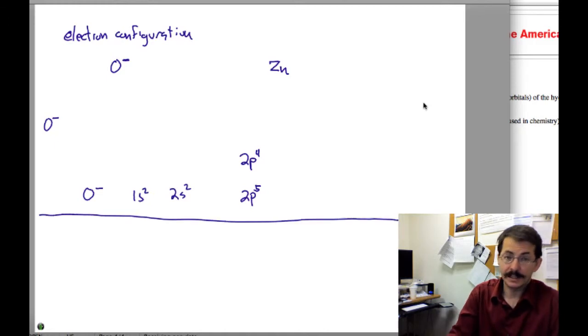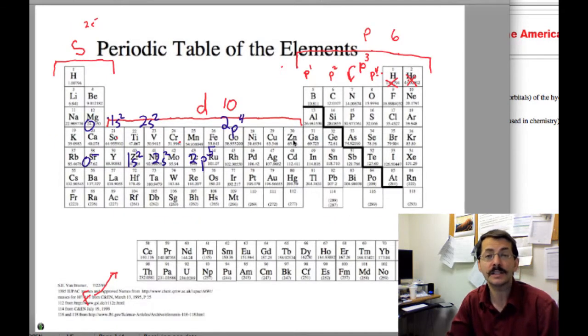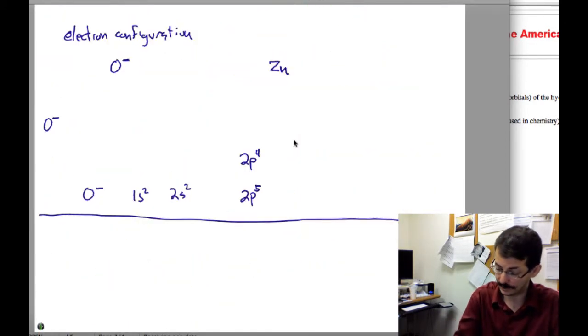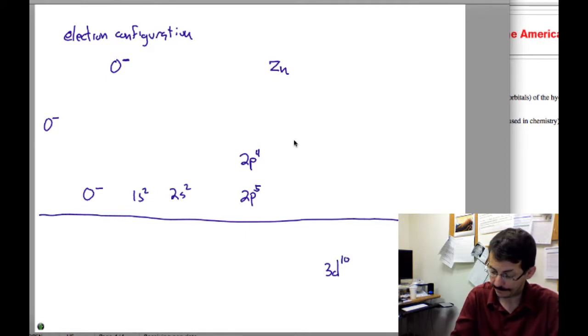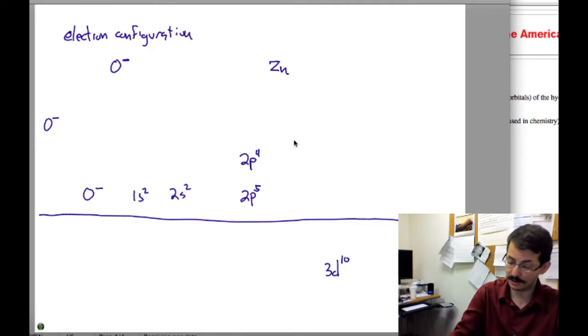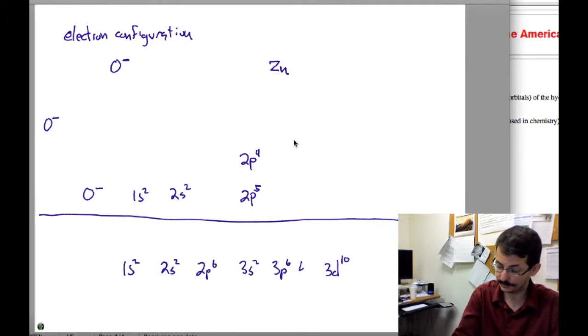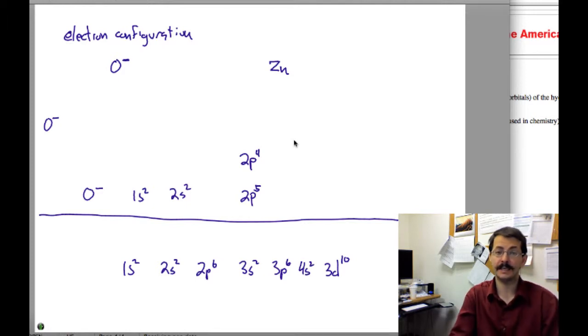We can do a similar analysis for zinc. Zinc is a transition metal, so we know that it has electrons in the d orbitals, and it has 10 d electrons, and again we can build up based upon our location on the periodic table. 1s2, 2s2, 2p6, 3s2, 3p6, 4s2, 3d10, done. And that would be the electron configuration for zinc.